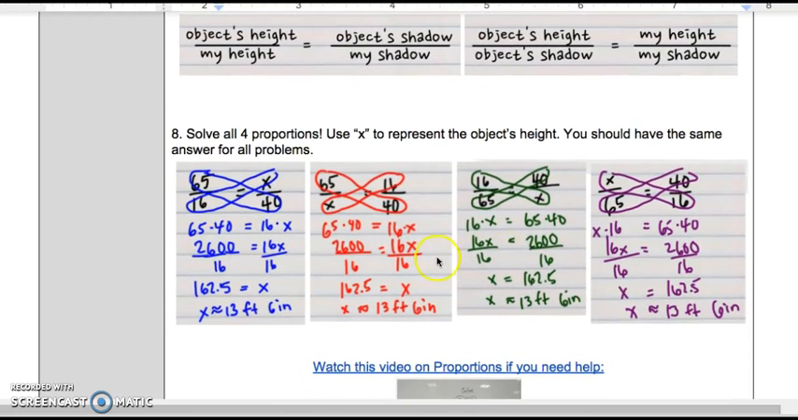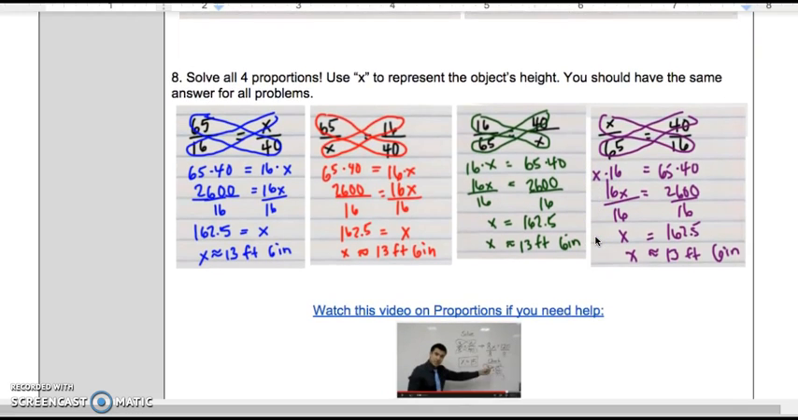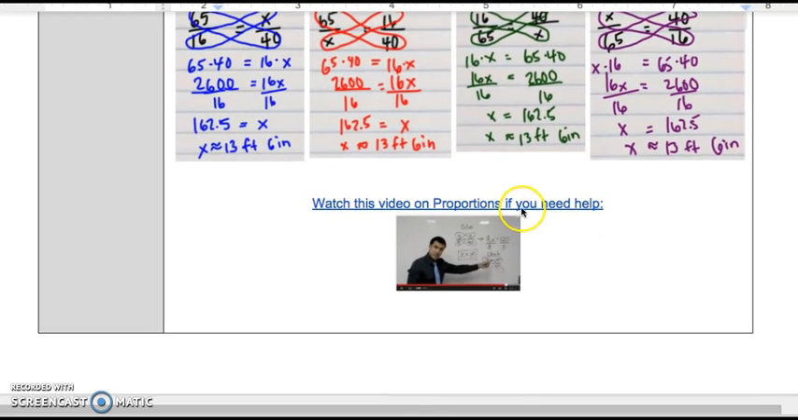After that, you will solve each one, and you have to show your work. So you can either type everything out and put it into your slideshow, or you can just write it on paper, take a picture of it, and then just insert that picture into your slideshow. And if you still need help with proportions, here's a quick video on a tutorial on how to set up proportions and how to solve them.